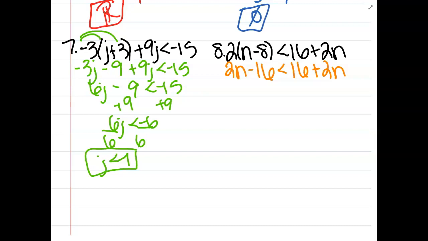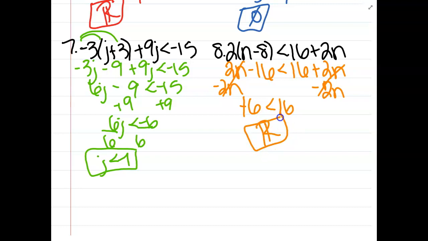Good. Yeah, I've got my n's on both sides, right? So I need to subtract 2n from both sides. Really careful here. Okay, the n's cancel out. See that? Make sure you don't cancel out too much, right? Because the 2n cancels out, but that negative does not. So it's negative 16 is less than 16. Is negative 16 less than 16? Yes. So which answer is this? All real numbers. Very good.